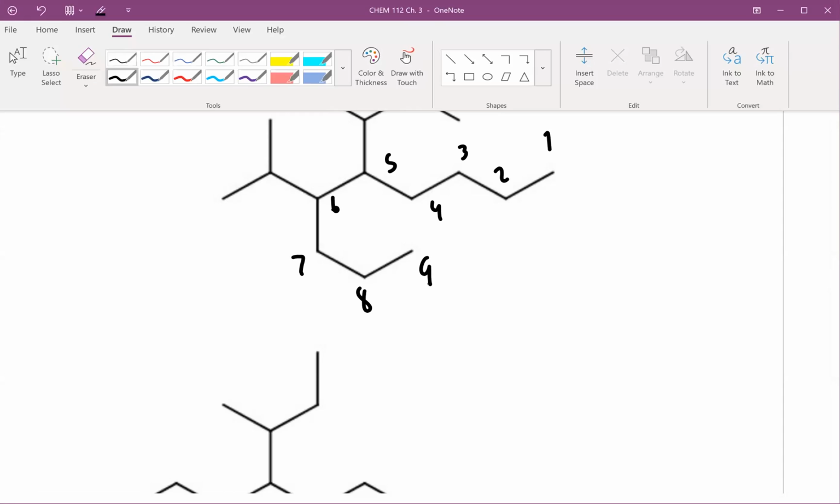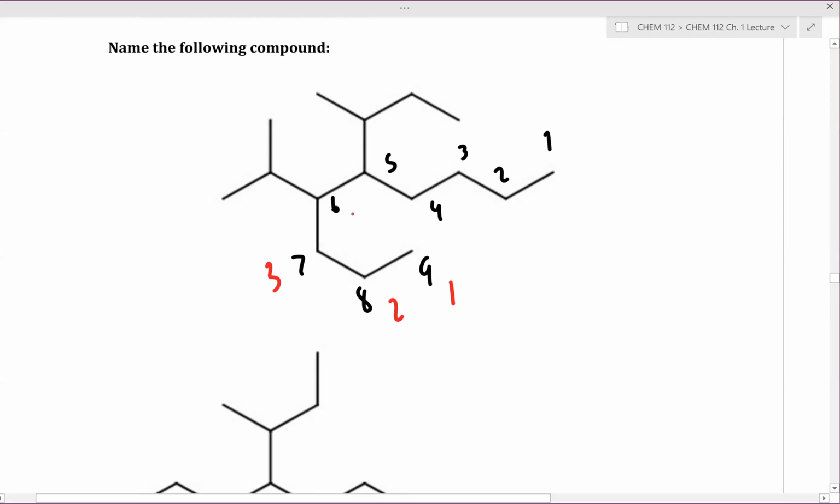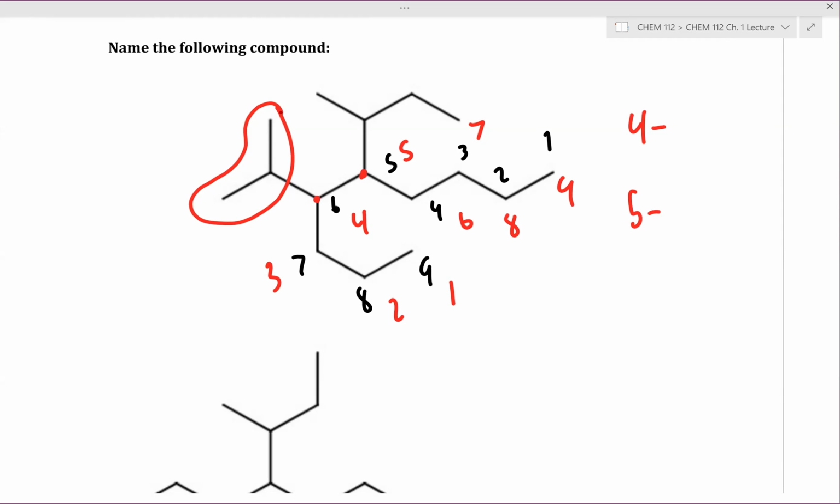Perfect. Now, just to make sure I'm not just cherry picking and showing you the correct answer, what we're going to do is compare the numbers obtained counting in red versus black. Which counting method gives us the smallest set of numbers? Let's compare. With the red counting method, we have substituents at the 4 position and the 5 position. So what do we call this substituent? It's a 3 carbon chain with the main chain attached at the second carbon, or the secondary carbon. Isopropyl. So this is 4 isopropyl.